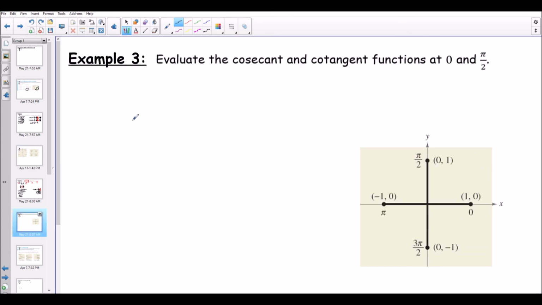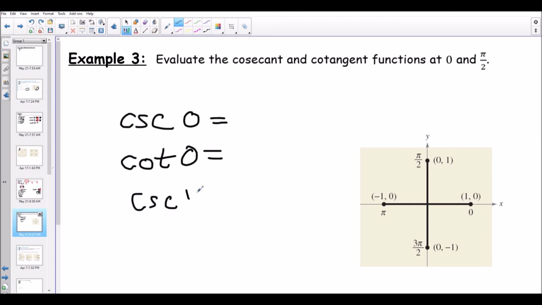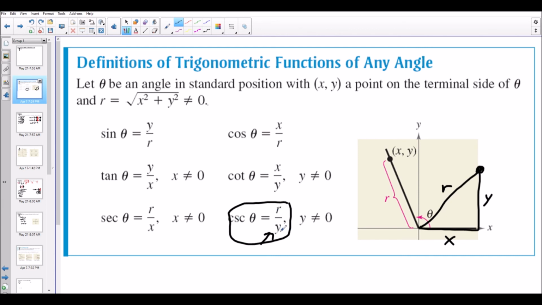So if we're trying to find the cosecant of our angles 0 and cotangent at 0, I shouldn't have written it so far below. And then we're going to need to find our cosecant at pi over 2 and our cotangent at pi over 2. All right, cosecant is radius over y value.